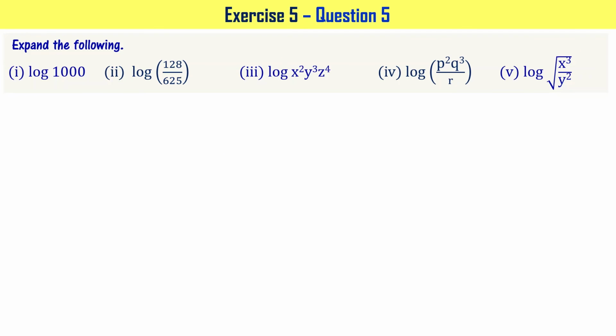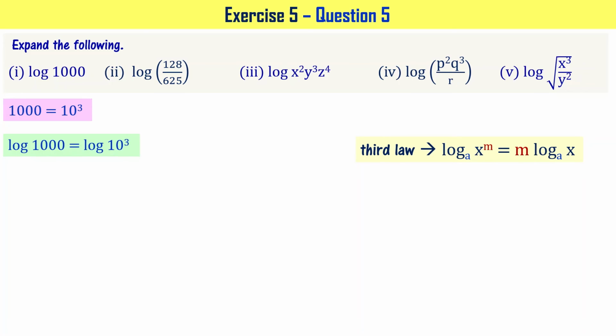Question number 5 is expand the following. We are given total 5 logarithmic expressions. We are asked to expand them. The first one is log 1000, right? We know 1000 can be written as 10 cube, right? Log 1000 can be written as log 10 cube, right? When you apply third law, log 10 cube can be written as 3 log 10, right?